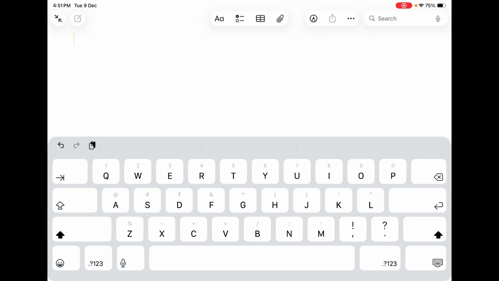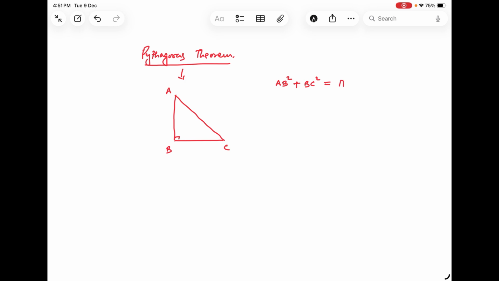Today I will be discussing one very important topic, Pythagoras Theorem, which comes in SAT, GRE as well as in GMAT. Let us understand the concept, Pythagoras Theorem. See, Pythagoras Theorem states that in a right angle triangle ABC, right angle at B, AB square plus BC square is equal to AC square.